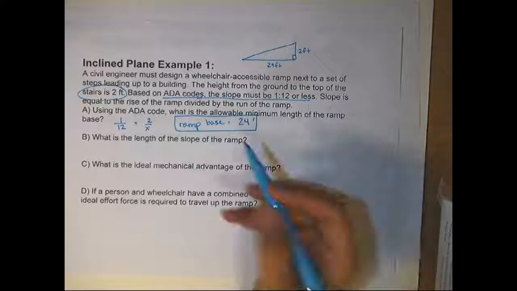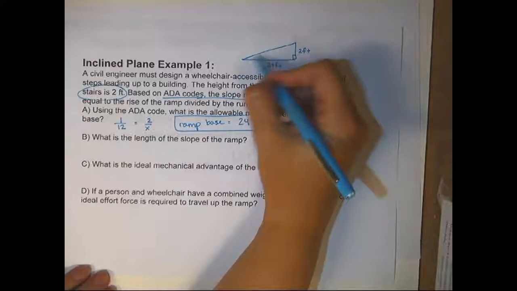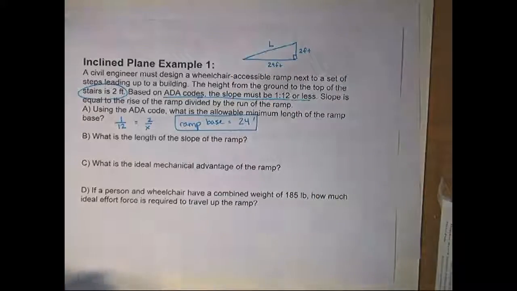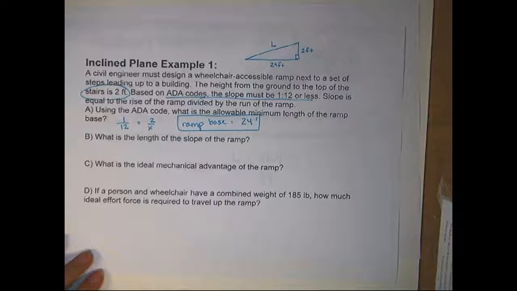Now it says, what's the length of the ramp? That's this side here, the length. We're going to use good old Pythagorean theorem to find that side.